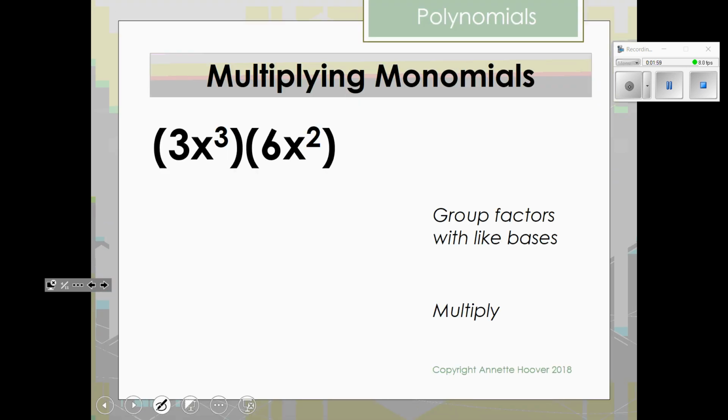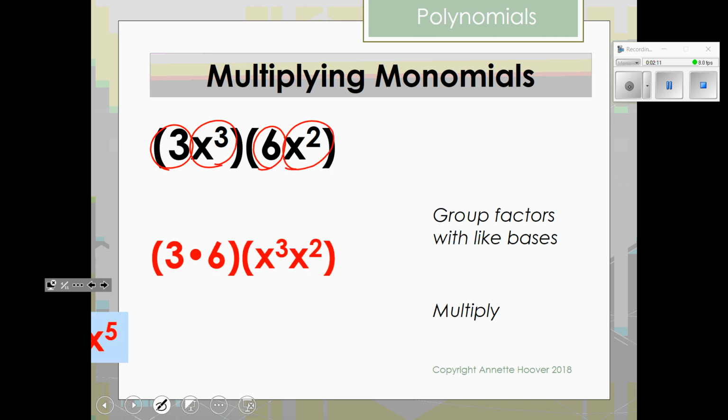Again, we can do the same thing. We can group together the things that we can multiply together. So we can group together the 3 times 6, and we can group together the x to the 3rd x squared, and you're going to get 18x to the 5th.